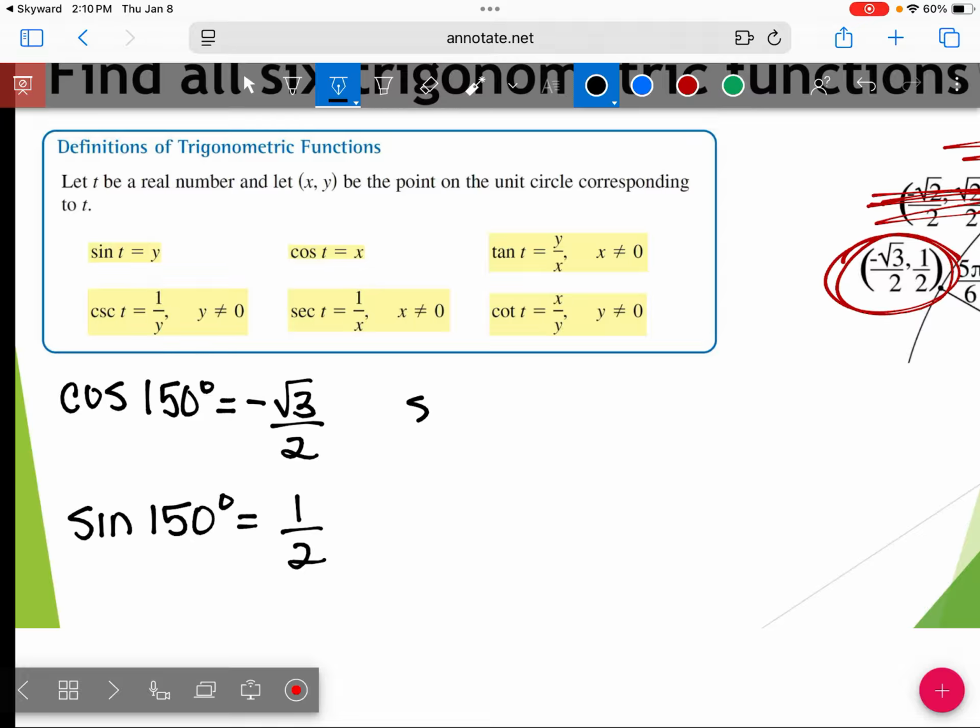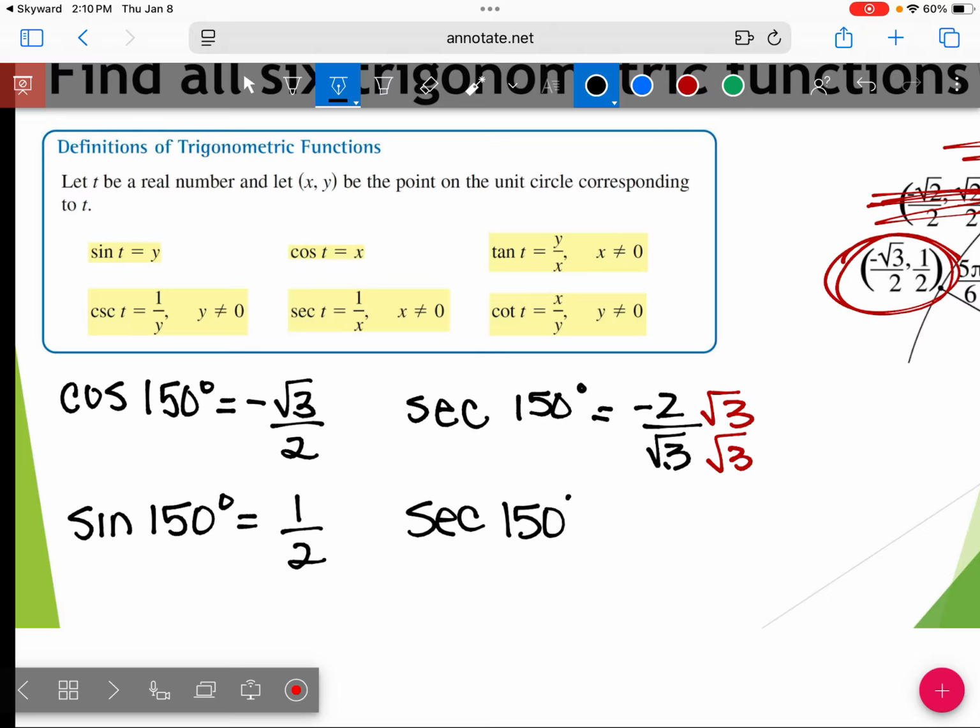The secant of 150 degrees, we have to flip it. It doesn't matter where you put that negative. I moved it up to the 2. You can keep it downstairs with the 3. It's negative as long as something is negative. But we have a problem, right? We can't leave it that way. We have to rationalize it. So my final answer for secant would be negative 2 root 3 over 3.